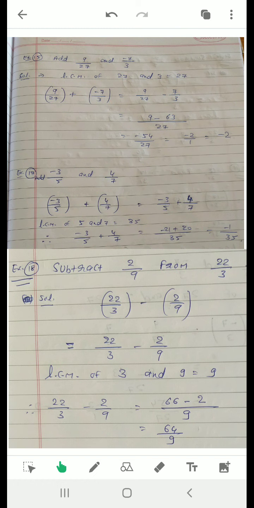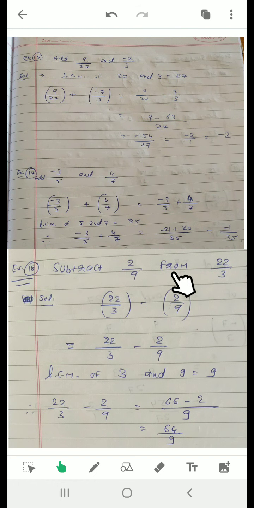But what mistake are most of the students still making? They are not writing the numbers properly in the case of subtraction. Let us discuss. Subtract 2 upon 9 from 22 upon 3. As I told so many times in my previous videos, and in class when you were in 6th class, we have to subtract 2 upon 9 from 22 upon 3.